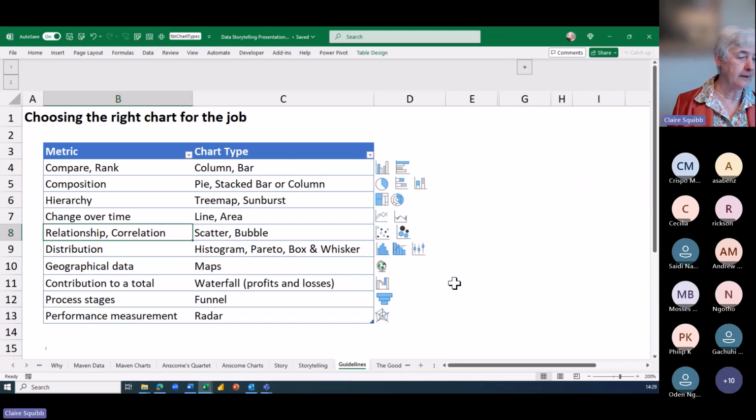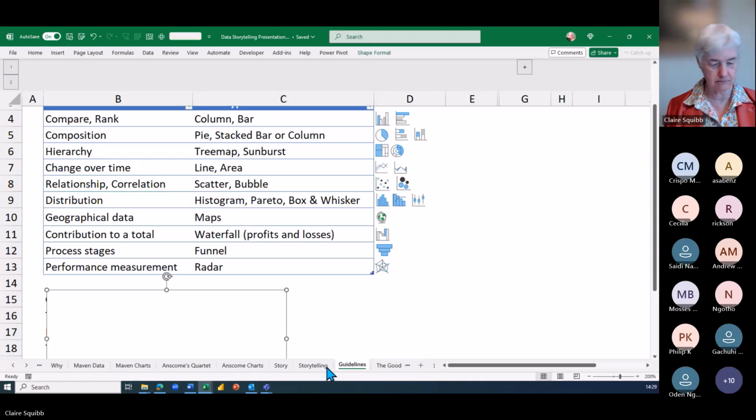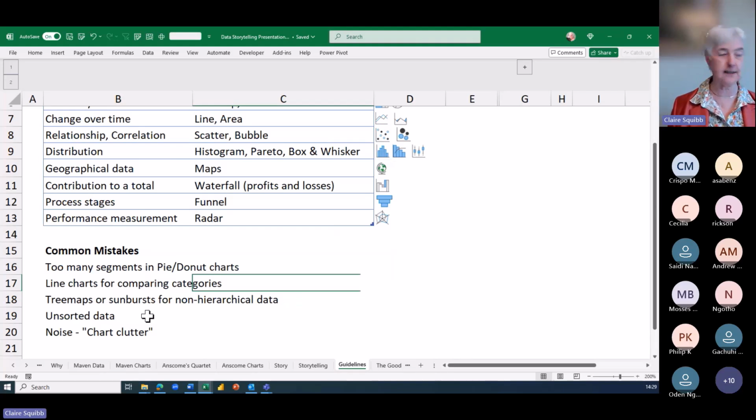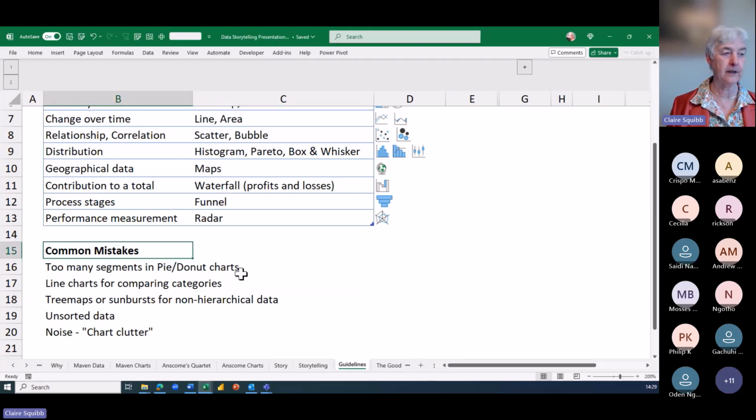Let me just go from there. So I'm just going to start off with common mistakes here. Common mistakes is too many segments in pie charts or donut charts. Maven Analytics has specified the right number of slices in a pie chart. I'd quite like it if people would type into the chat or speak and say how many segments you should have in a pie chart as a normal maximum.